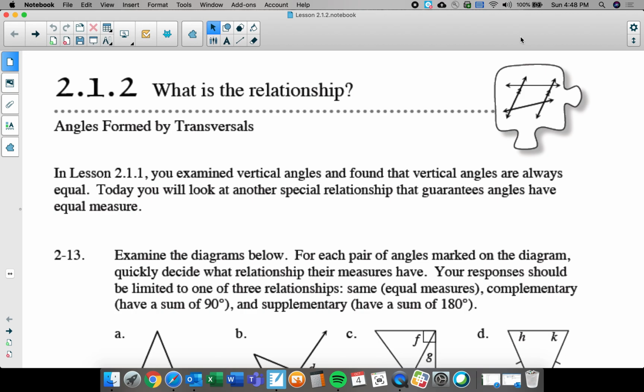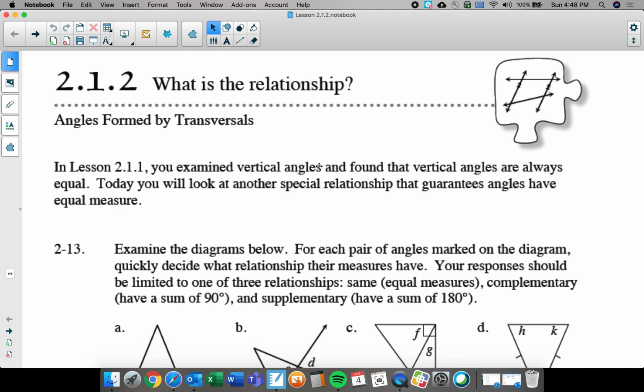All right, hello geometry students, and welcome to lesson 212, where we're looking at more angle relationships, but now these are going to be ones that are formed by what are called transversals, and we're going to look at parallel lines today and some of the parallel line angles that were talked about.